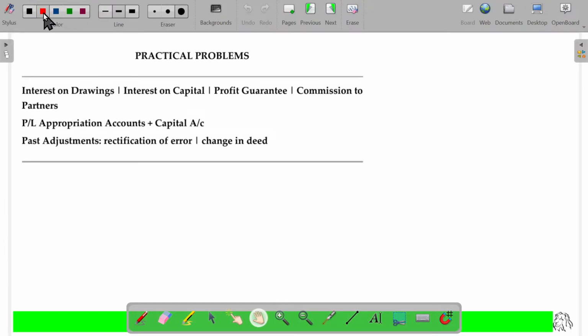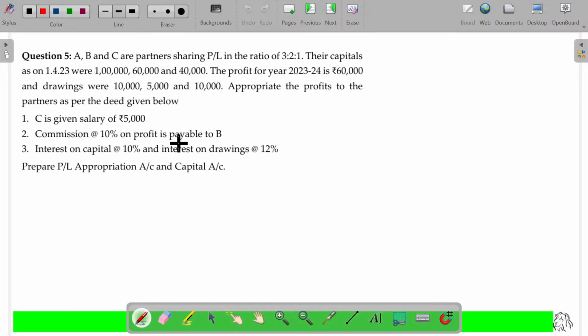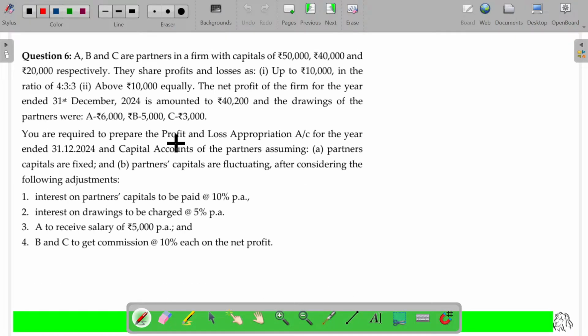So we'll start with question number 6. Thereafter, we'll move on to the other illustrations. Question number 6. A, B, and C are partners in a firm with capitals of 50, 40, 20 respectively. They share profits and losses up to 10,000 in the ratio of 4:3:3. The profit above 10,000 will be shared equally among the three partners.